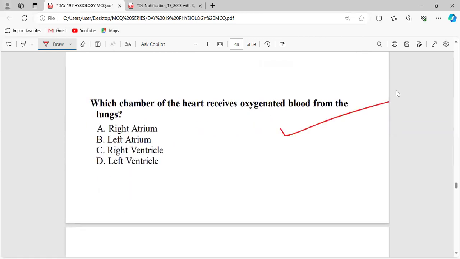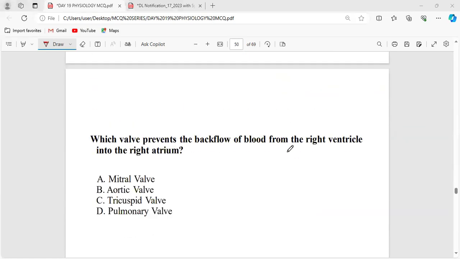So, answer for this question: which chamber of the heart receives oxygenated blood from the lungs? Oxygenated blood from the lungs. Which chamber? You can easily answer this question. Yeah, that will be the left atrium.